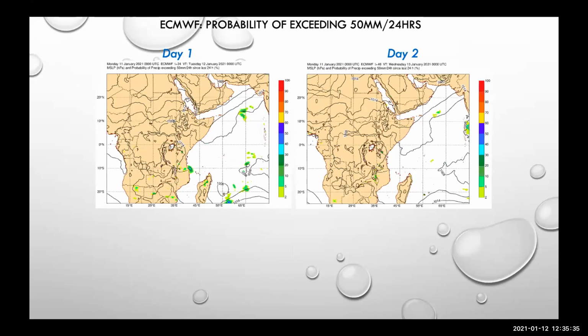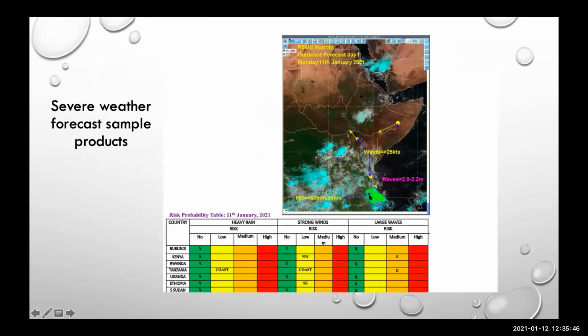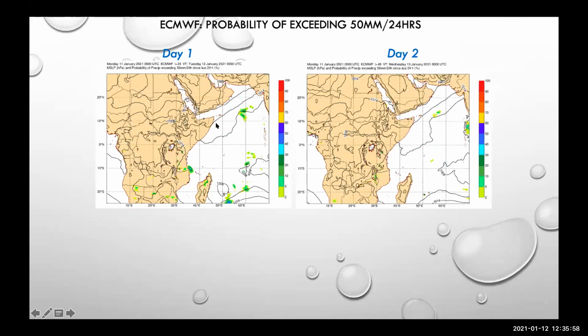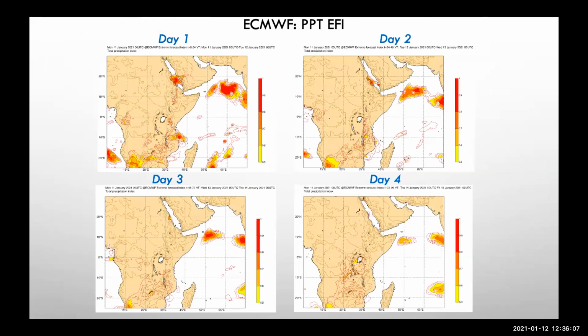And we also have a probability of exceeding 50 millimeters. So again, these are very important products. And as you can see, just going back to the previous image, we had noted about 50 millimeters or more in southeastern Tanzania. And when you look at the warning, the probability of exceeding 50 millimeters, again, this was captured in this product. So it's quite useful whenever we are doing the severe weather focus.